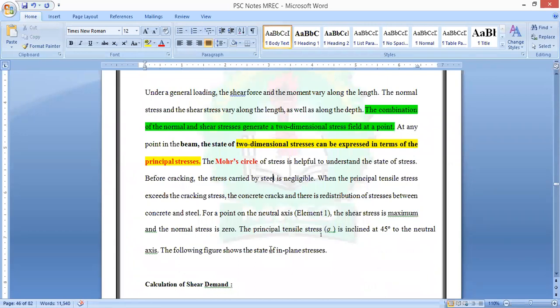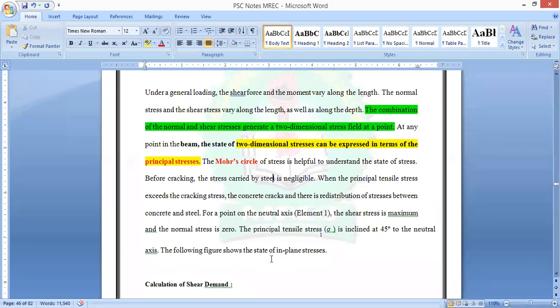So before cracking, the stress carried by steel is going to be negligible. Why? Because in a composite member, steel never gets cracked. Antena? Steel eppudu crack avutunda? No, steel always expands. Steel always has an expansion. But concrete will get cracked. That's the reason why before cracking, the stress carried by steel is going to be negligible, right?